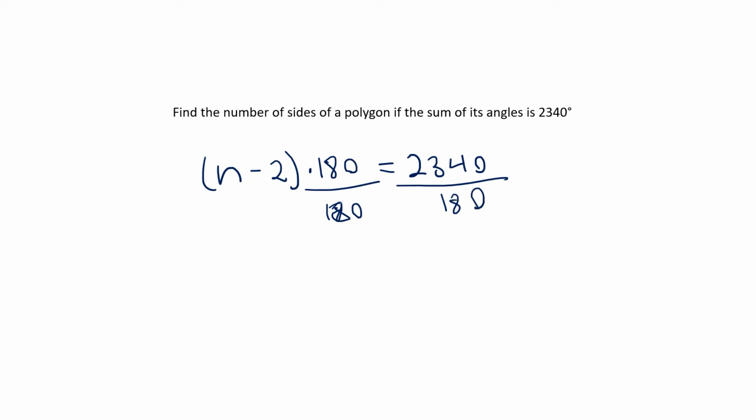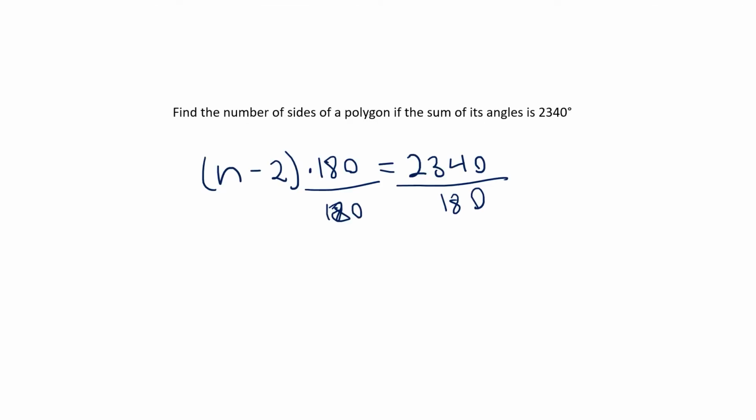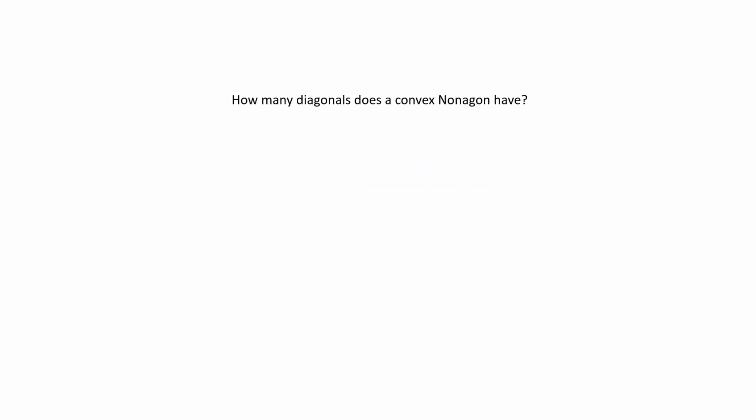So you can divide that by 180. So 2340, right? Yeah. Divided by 180 equals 13. So then n minus 2 equals 13. Plus 2 on both sides, n equals 15. Not too bad, right? And then if we plug this back in, you would get 2340, just to check.